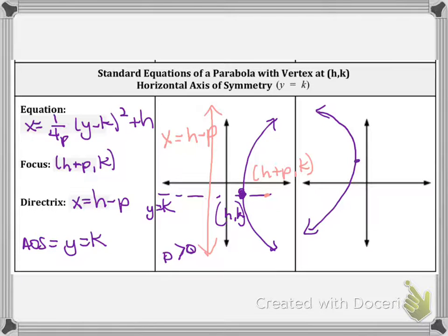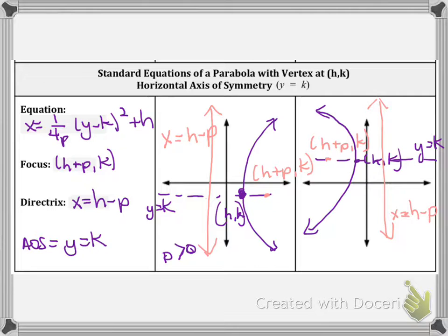So if we open up the parabola on the left side, this way, here is our vertex at (h, k). Axis of symmetry is y equals k. Focus is inside, so that point is (h plus p, k). So on the other side is the directrix. So this is x equals h minus p.